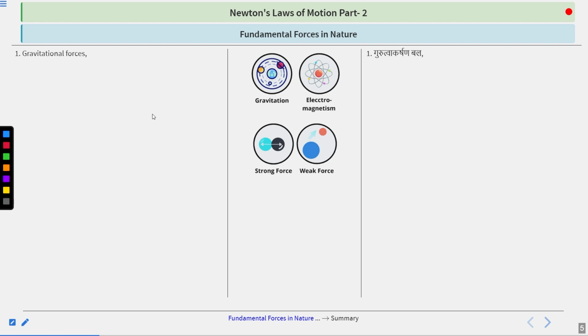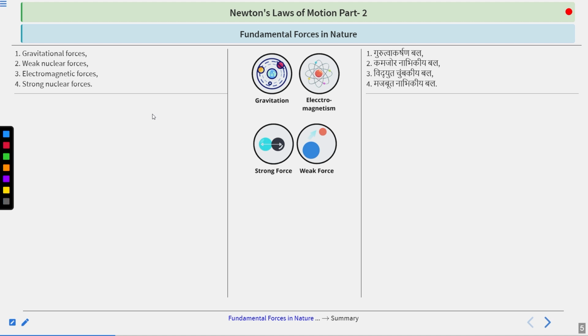First, gravitational force as a fundamental force. Second, weak nuclear force. Third, electromagnetic force. Fourth, strong nuclear force. Here you can also see gravitational force, electromagnetic force, strong nuclear force, and weak nuclear force. So these four forces are the fundamental forces in nature. All other forces that we see are derived from these fundamental forces only.